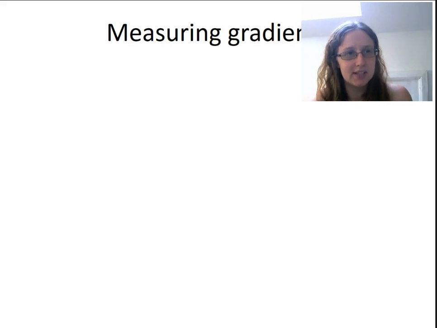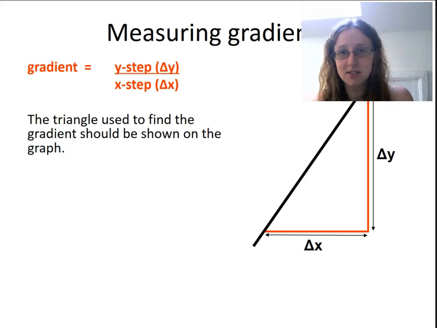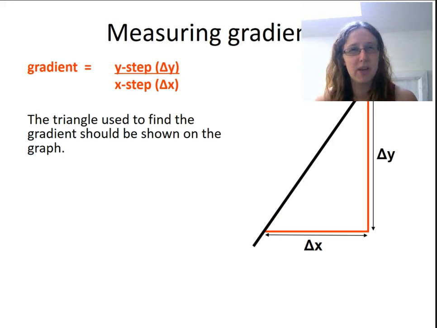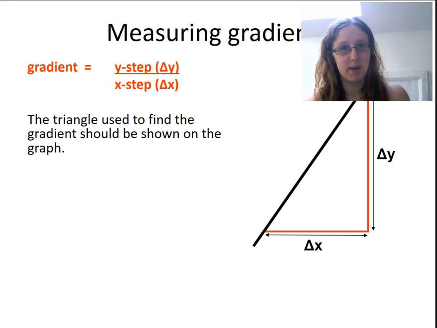Right, measuring gradients. I hope we all know how to do this anyway. To measure a gradient, it's just the change in y over the change in x. And when you're doing these, you want at least each side of the triangle to be 8 centimetres long. Or another way to think about it is that the hypotenuse of the triangle should be at least 2/3 the length of the line that you drew. Basically, draw a big triangle. The bigger it is, the more accurate your answer will be. And we'll talk about that in a minute because you'll have less uncertainty in it. So, big triangles, basically.